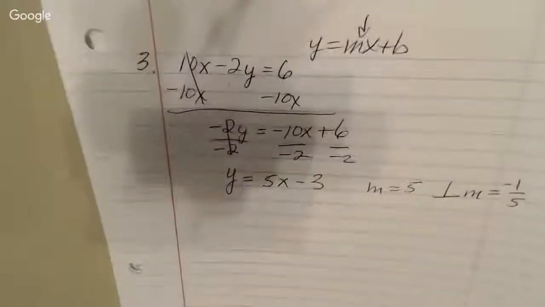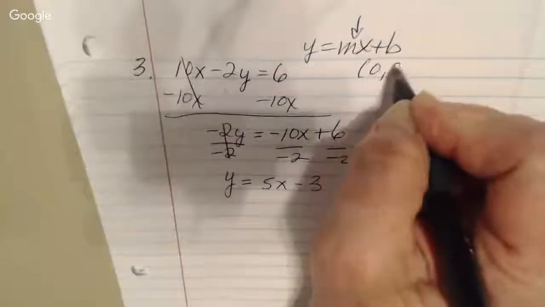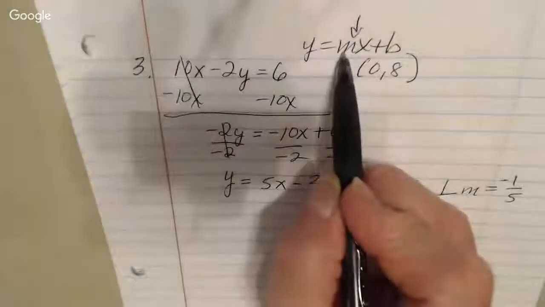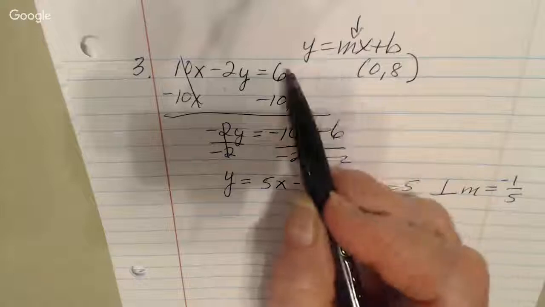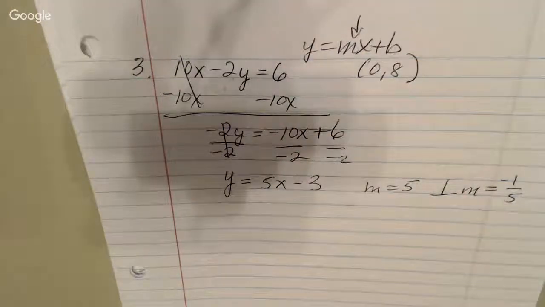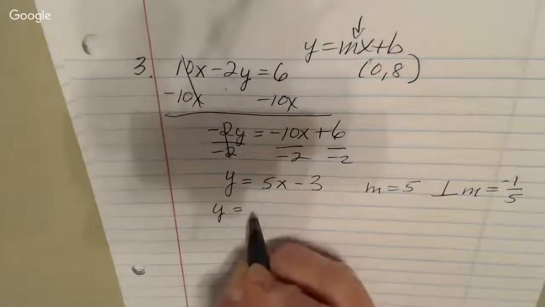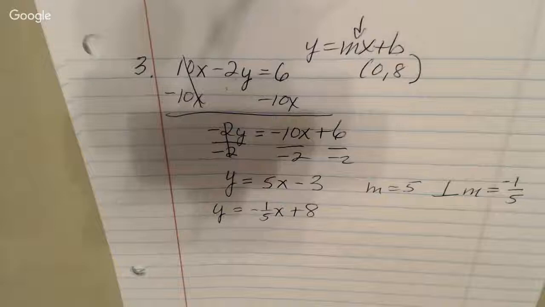Okay, so now I know my slope, and they already gave me that point, which is 0, 8, right? That's my B. It tells me that's my y-intercept. Well, then this is going to be a little bit easier because we're just going to throw in slope and throw in our y-intercept. We don't have to go through the point slope formula to create this one. So I'm going to have y equals my slope, negative 1/5 x plus 8.